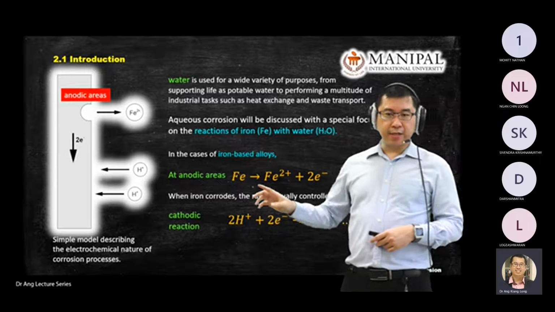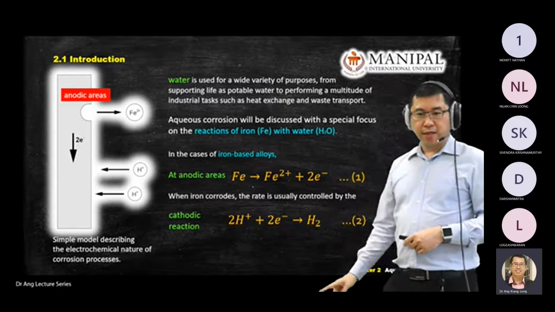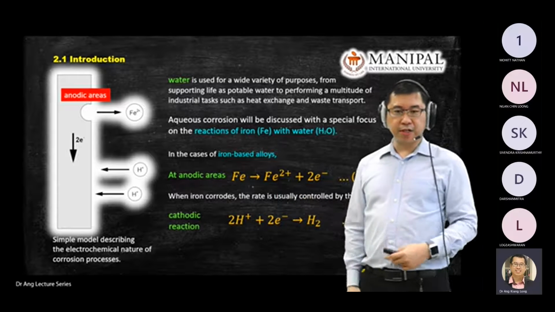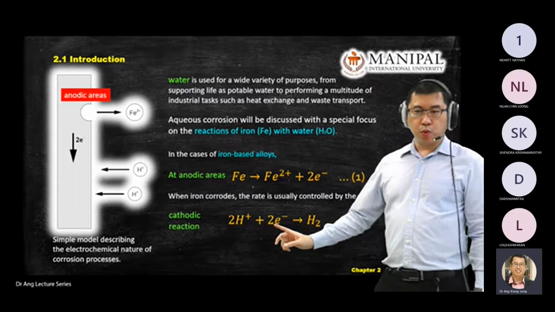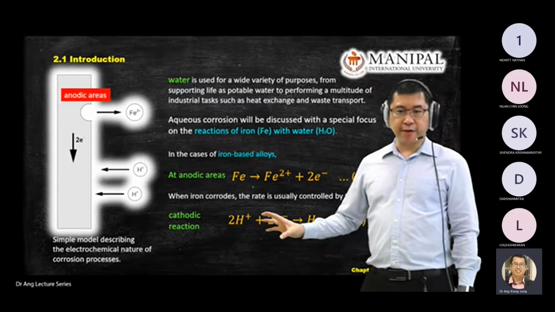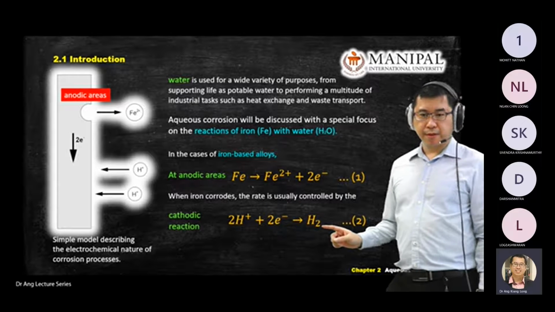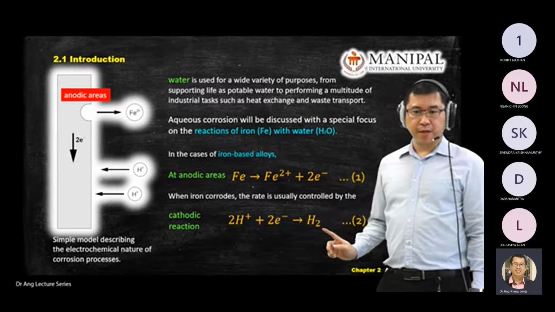Some keywords I highlight on these slides: what is anodic? What is cathodic? Anodic means you are creating negative charge, and cathodic means you receive charge, or you have a positive polar, right? You combine with the negative charge and become something.